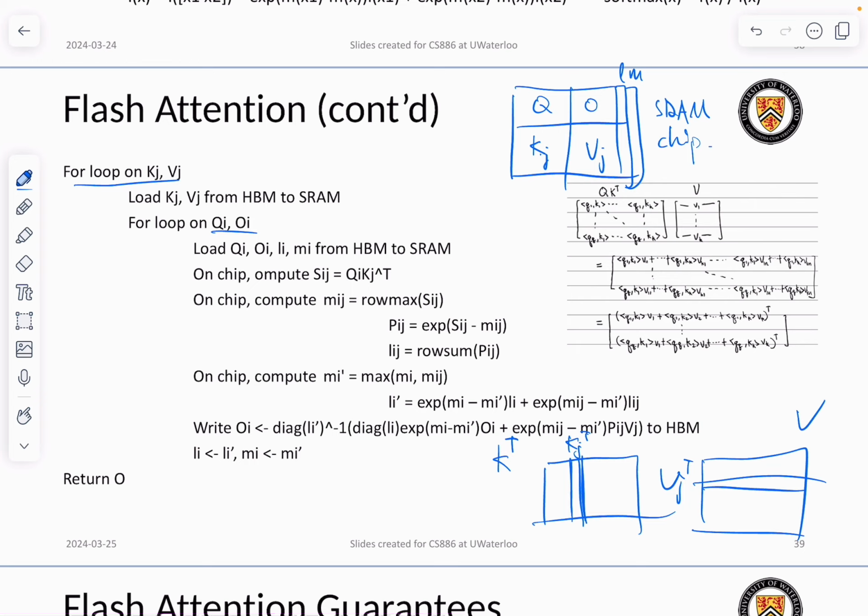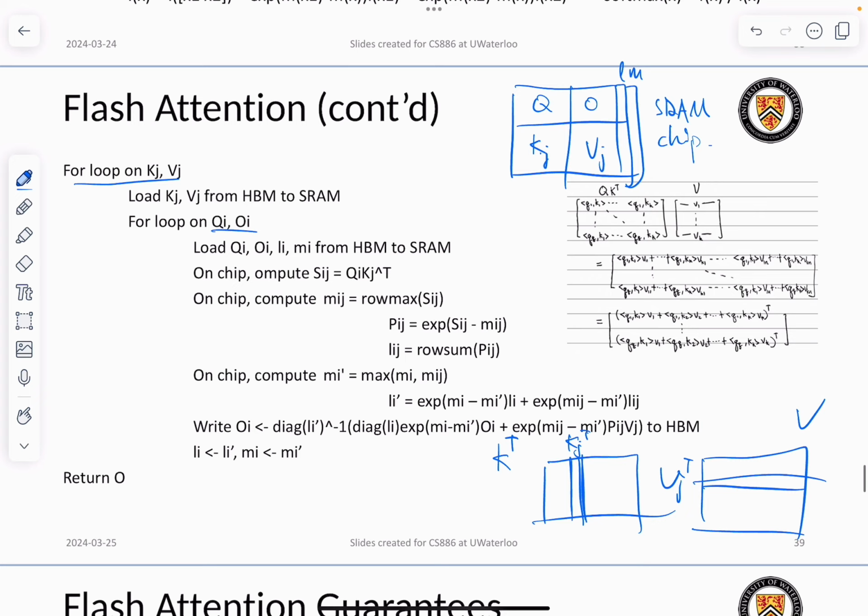Okay, so we load Kj and Vj from HBM onto SRAM, and if you look at the final outputs of Q, KT, and V, that means we're trying to narrow down. For example, if j only includes 2 rows, then we're only looking at this group here. And then we loop over Q, which means we go down this way.